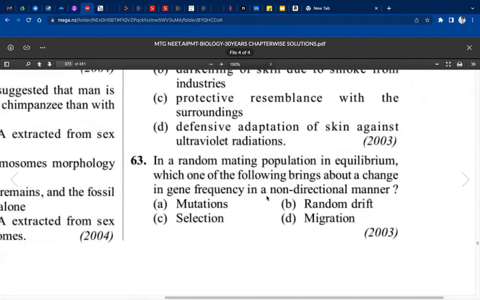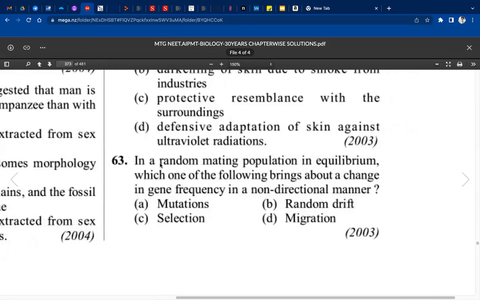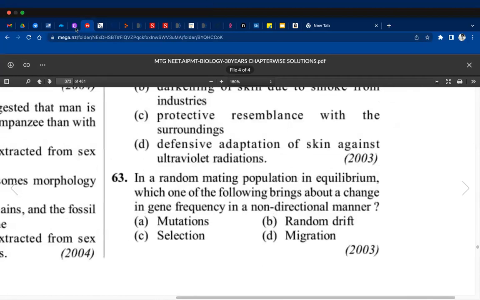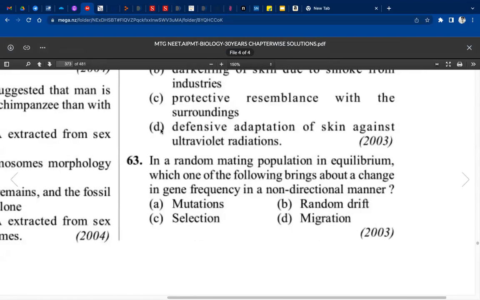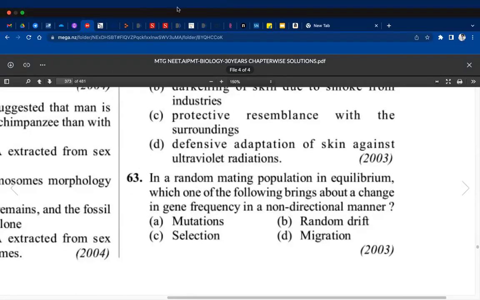Can you read question number 63, Saifullah? In a random mating population in equilibrium, which one of the following brings about a change in gene frequency in a non-directional manner? So it is basically associated with the Hardy-Weinberg equilibrium, and every one of you will write the right answer in the chat quickly. What do you think is the right answer? Write it in the chat. Just the option will do.